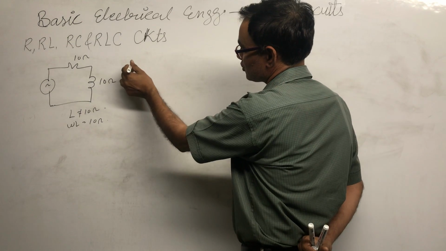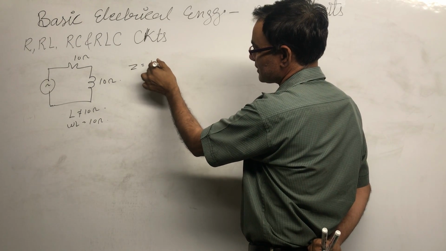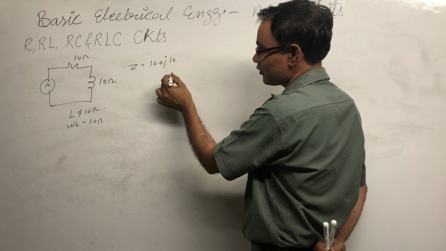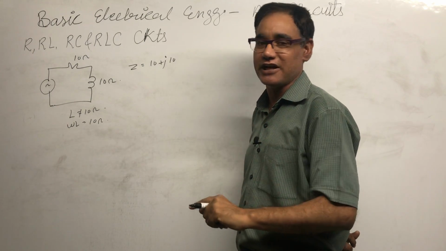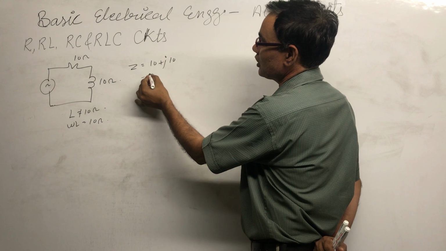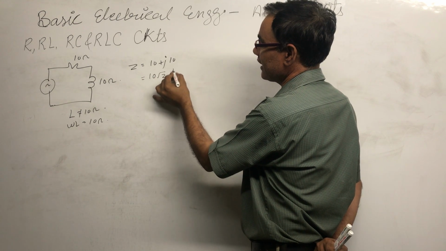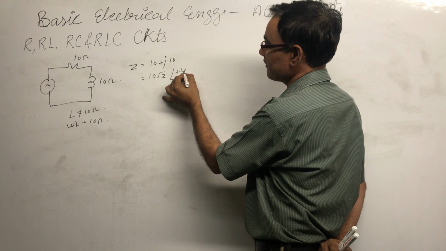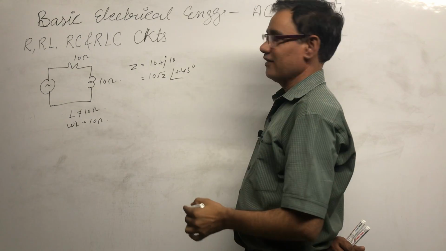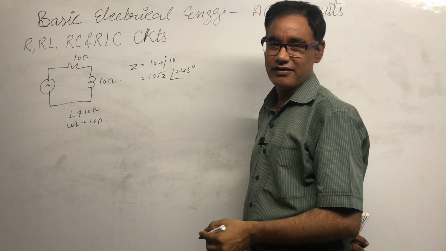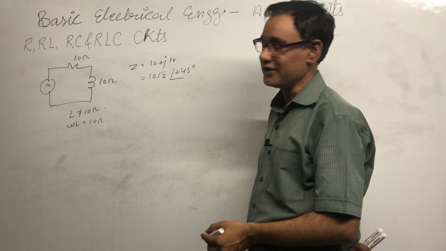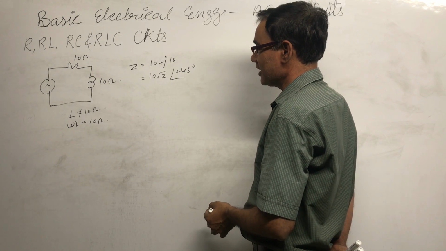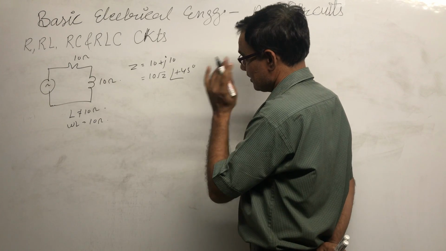So the impedance of this circuit is 10 plus j10, not 10 plus 10, 20. It is equal to 10 root 2 at an angle of plus 45 degrees. You know the complex quantities: the angle is tan inverse of 10 by 10, that is 1, so 45 degrees.